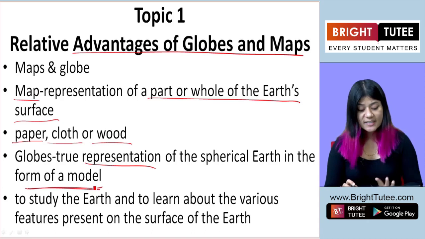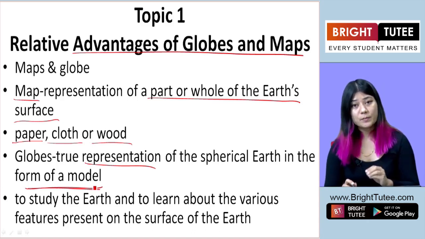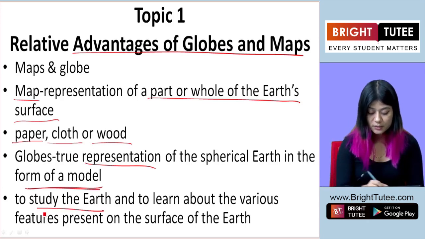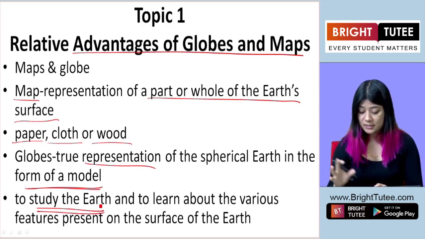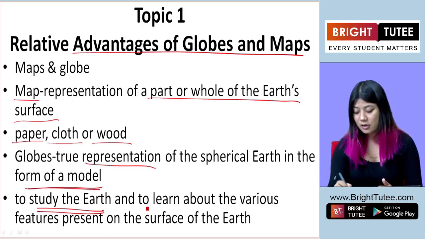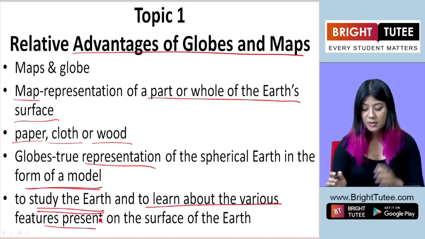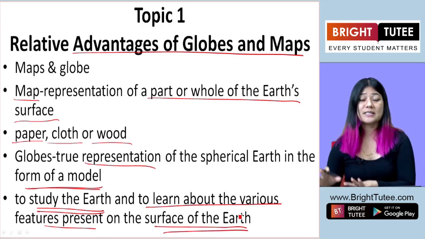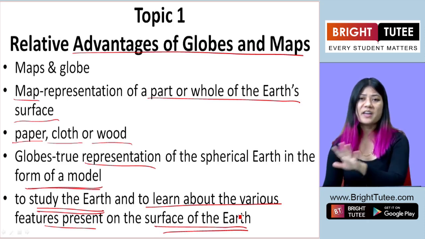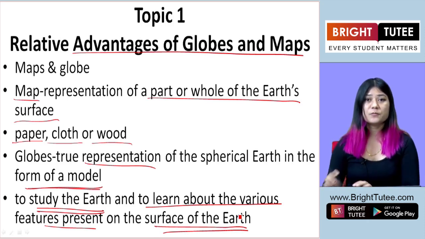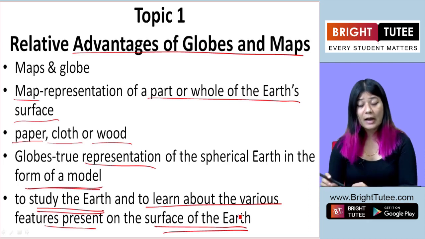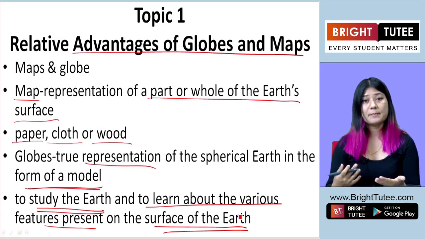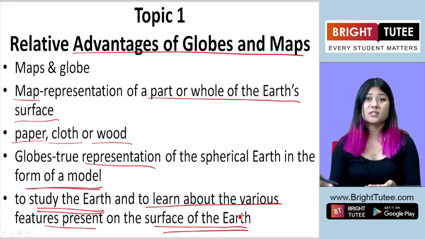Now these maps and globes are helpful to us. Why? Because they help in the study of the earth. They help us properly study the earth, and they help us to learn about various features which are present on the surface of the earth. Whatever is present on the surface of the earth, the various elements and physical features, all these are represented on the globe and on the map, and hence by looking at the map it helps us understand what's on the earth.